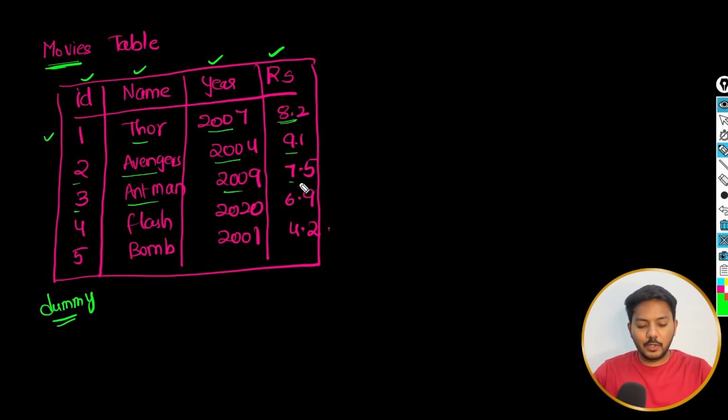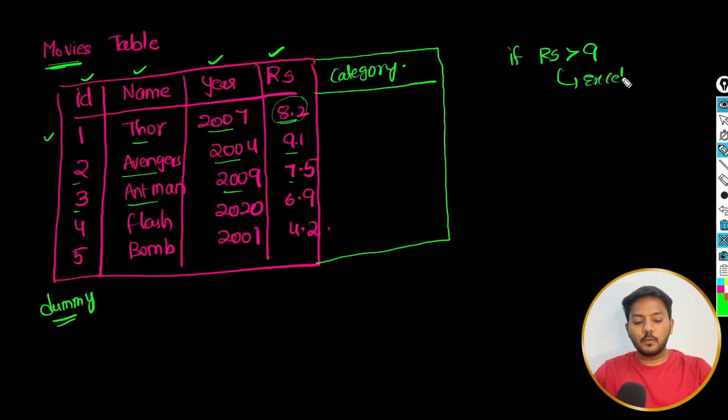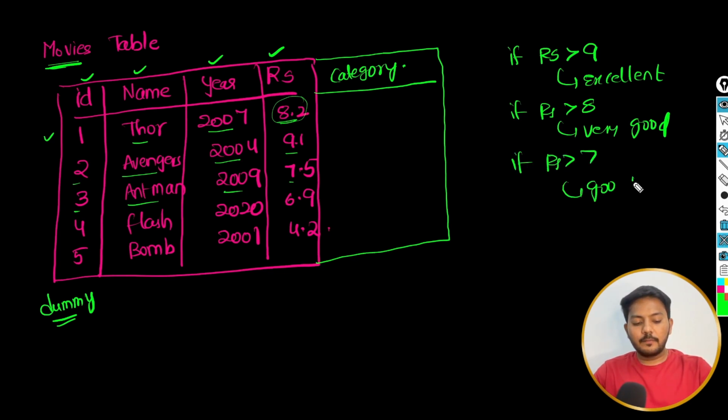Now what I want to do is add one more column. Let's assume it's a category, and this category depends on the rank score. So what I would say is, if my rank score is greater than 9, it is an excellent movie, and if rank score is greater than 8, it is a very good movie, and if rank score is greater than 7, a good movie, and if rank score is greater than 6, average. And if rank score is greater than 5, below average.